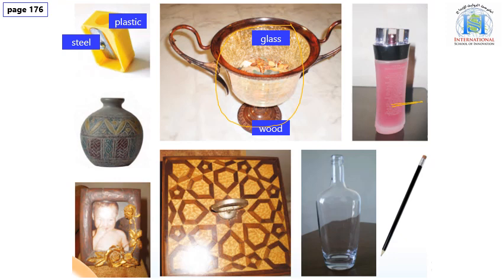The perfume bottle. Yes, what about the perfume bottle? What is this bottle made of? Great. It's made of glass and plastic. Two kinds of matter. Glass and plastic. What about this vase? What do you think? This vase is made of clay. Good job.